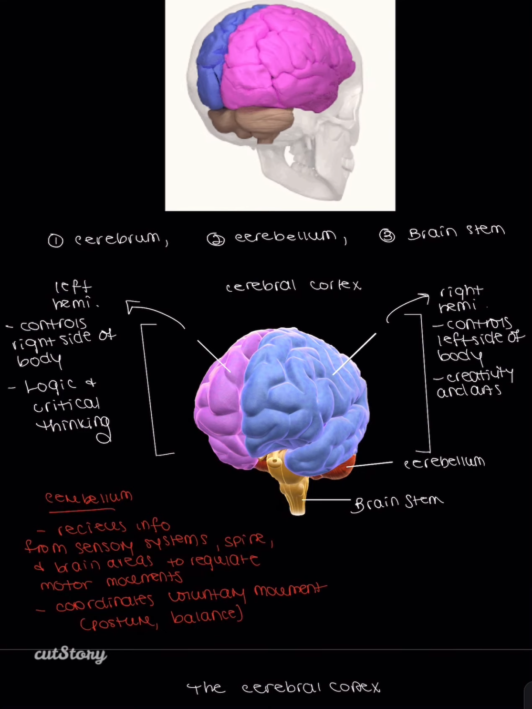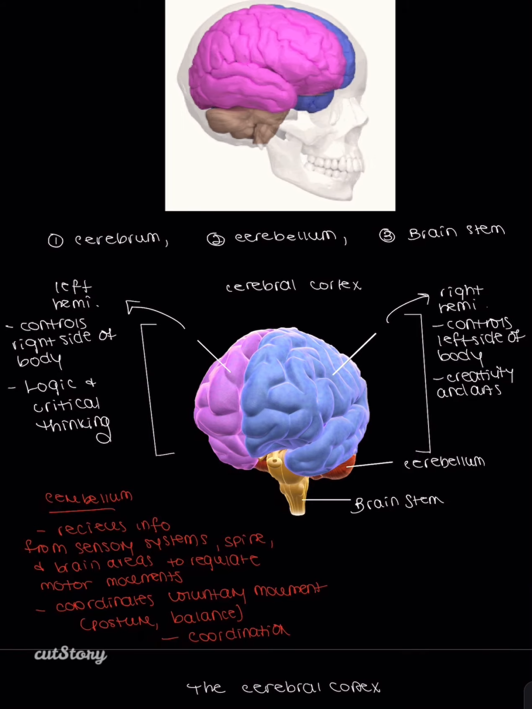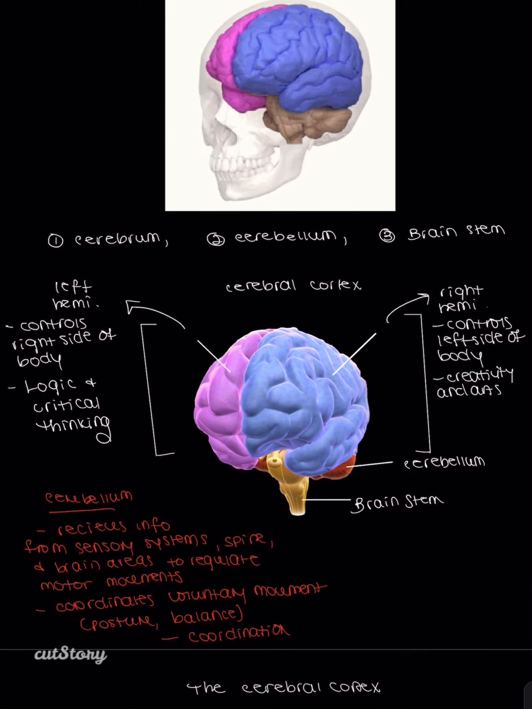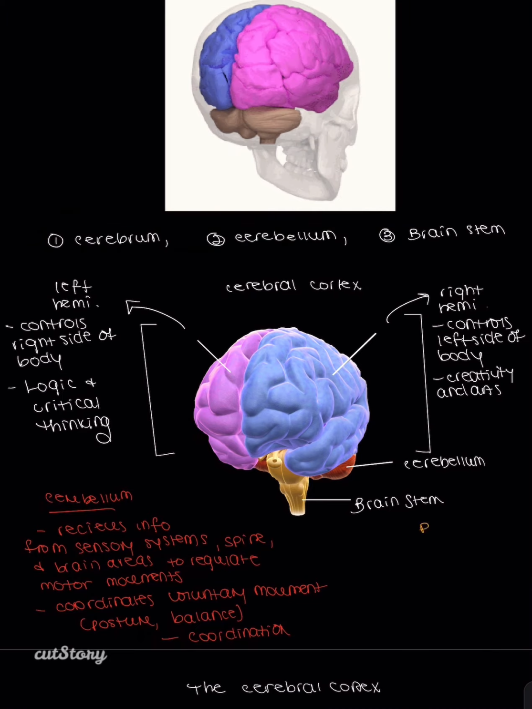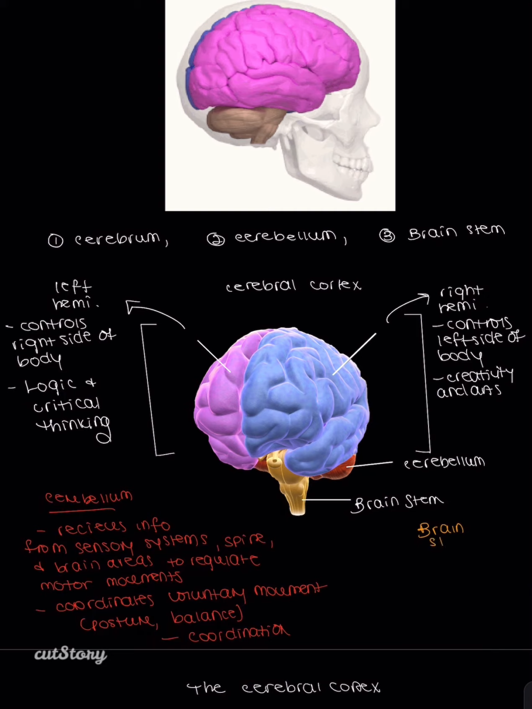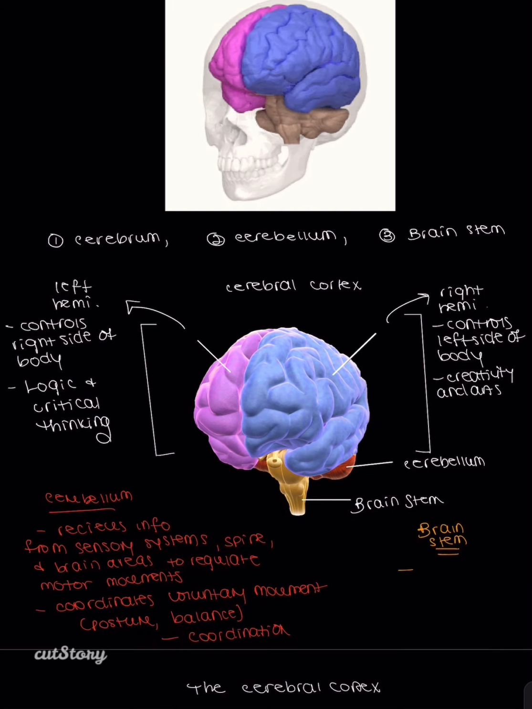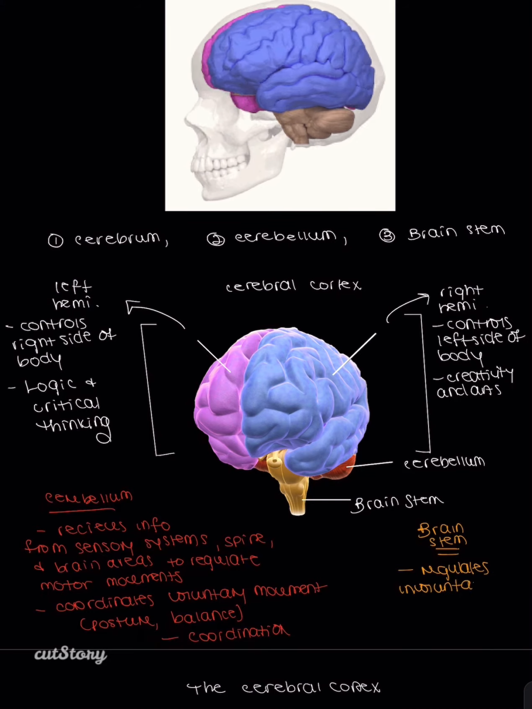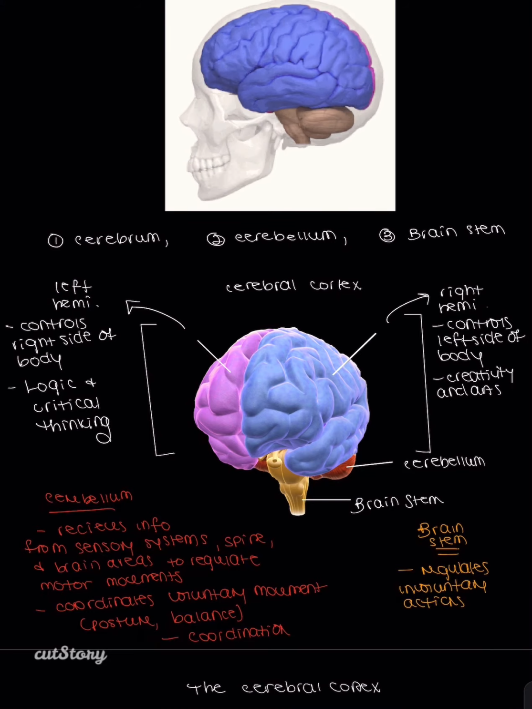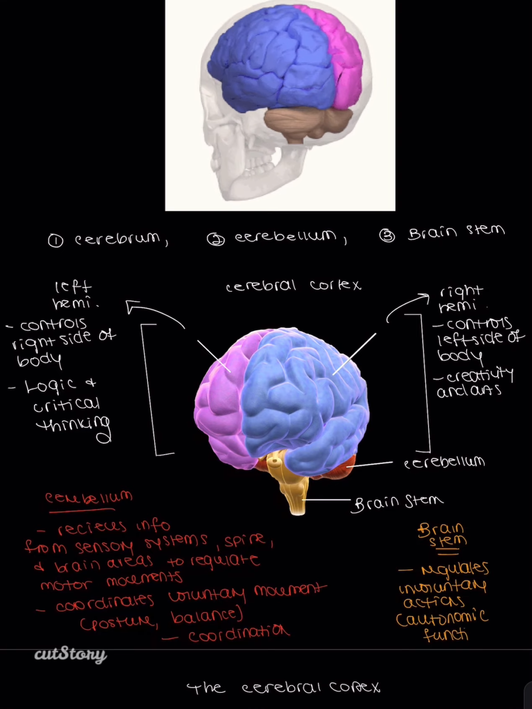So as I mentioned, the brainstem is located at the base of the brain and functions in regulating involuntary actions known as autonomic functions that are part of our autonomic nervous system, such as breathing and heart rate.